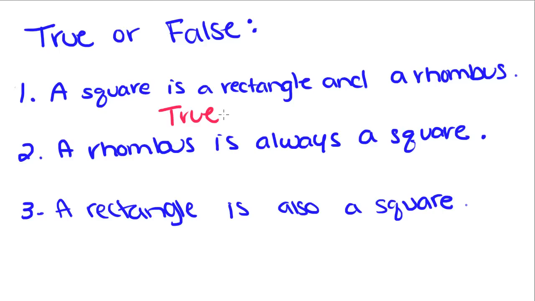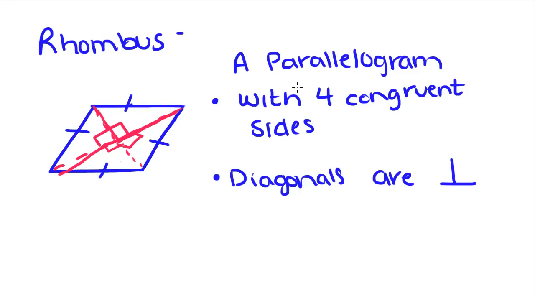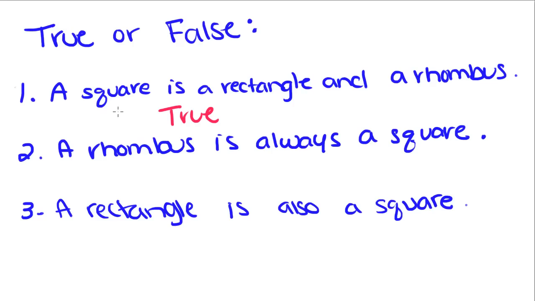So number 2, a rhombus is always a square. If we go back, a rhombus is a parallelogram with 4 congruent sides, but a square has 4 congruent sides and 4 right angles. So number 2 is false.